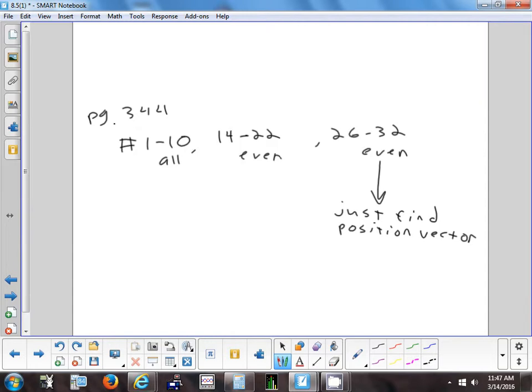All right. So the homework, again, it's in your packet. Do not use your book. You don't even need to bring your book for this week. In the packet on page 344, try 1 through 10 all, 14 to 22 even, and 26 to 32 even. But just find the position vector. They're asking you to do something with i's and j's. If you've done that, you could do it. But if you haven't, just find the position vector on 26 to 32.